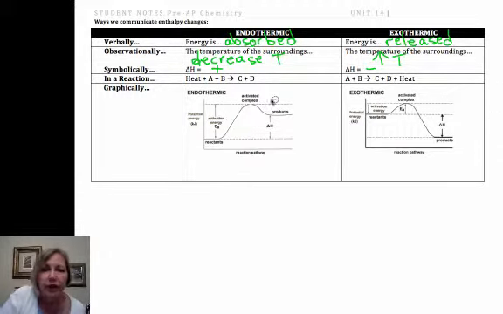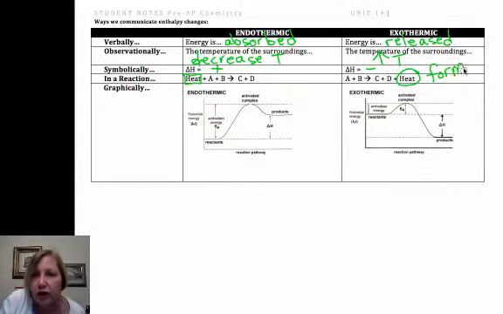In a chemical reaction, if it's endothermic, since heat is required to be provided, a continual supply of heat energy or some sort of energy required for a chemical reaction, since it's required, it's a reactant. In exothermic, since it's released, that means it's formed. And things that are formed in a chemical reaction are written on the product side.